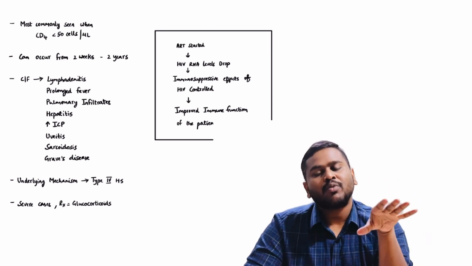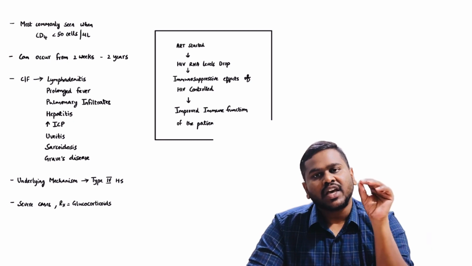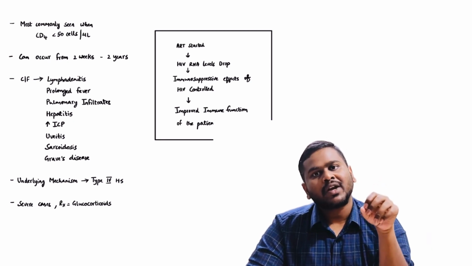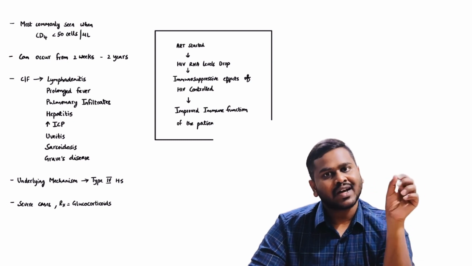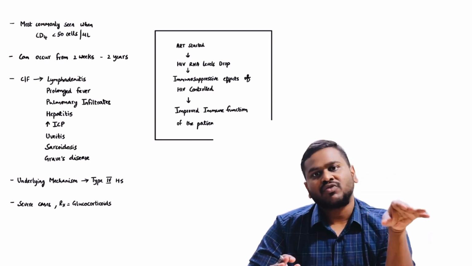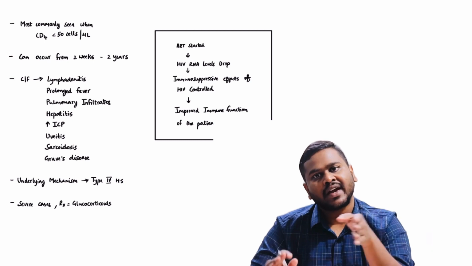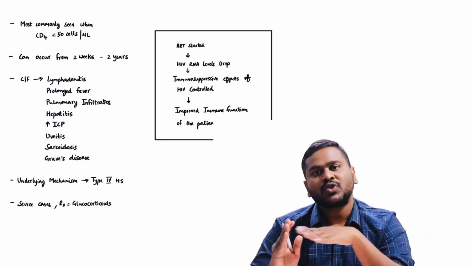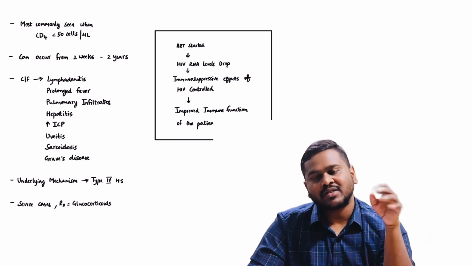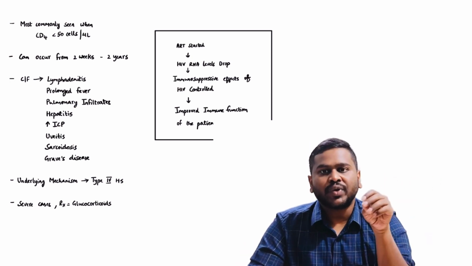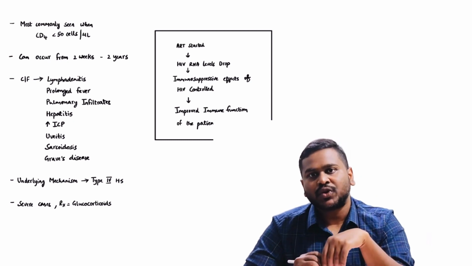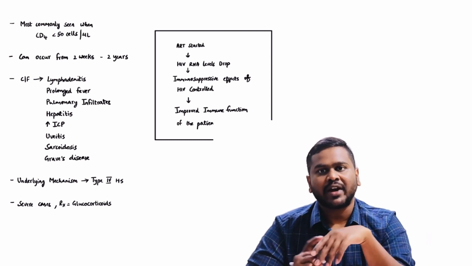So, the take home message is IRIS is immune reconstitution inflammatory syndrome. It is most commonly seen when the CD4 cells are less than 50. It is of two types, paradoxical IRIS and unmasking IRIS. It is similar to type 4 hypersensitivity mechanism, and in severe cases you need to treat the patient with glucocorticoids. So that's it related to immune reconstitution inflammatory syndrome.